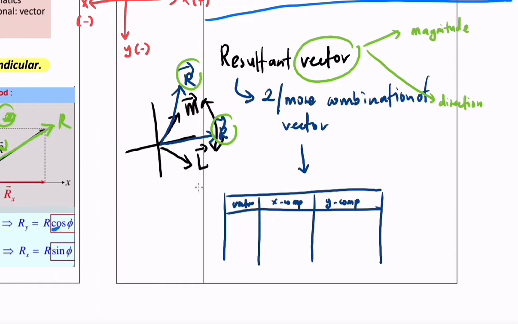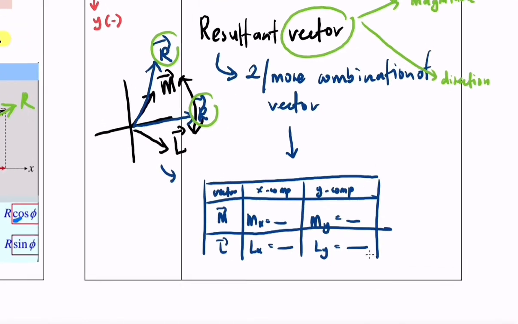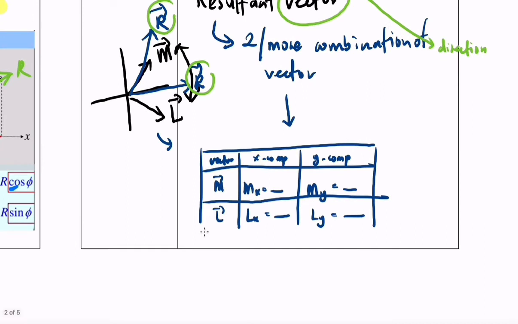So for example, based on this picture we have two vectors. For example, this is vector M. So we will write Mx equals what, under the x component, and for the y component, My equals what. Usually we do just one, but now we have two, so we have to do it for the other one too. We have L as well. So Lx equals what? Then Ly equals what? So that's how it is.